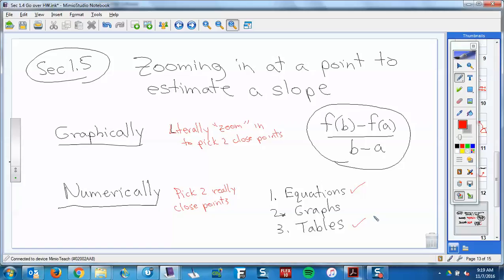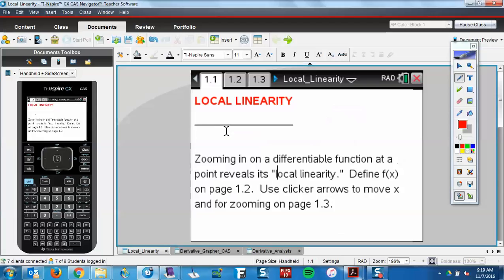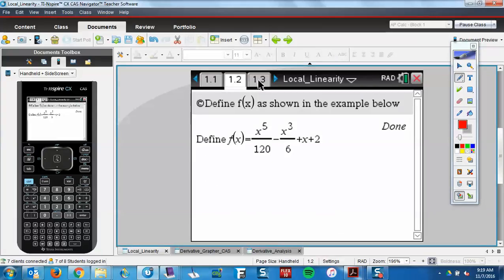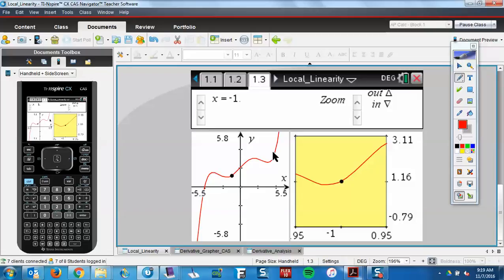Now, on the homework, they're going to say something like zoom graphically. Well, here's what that means. To literally zoom in using your window command. Let me show you, this is one of those that I gave you. You don't have to look, but let me just show you this example. This is a little document here.